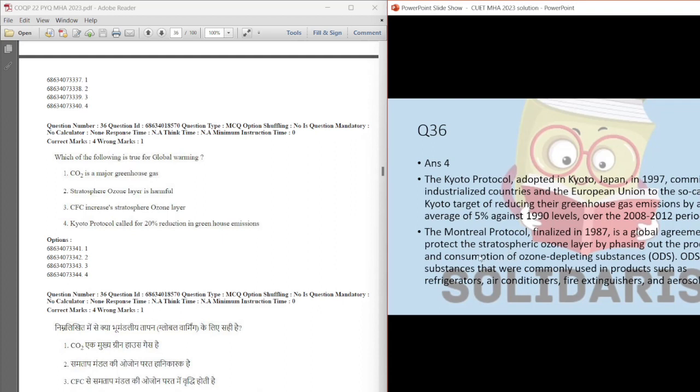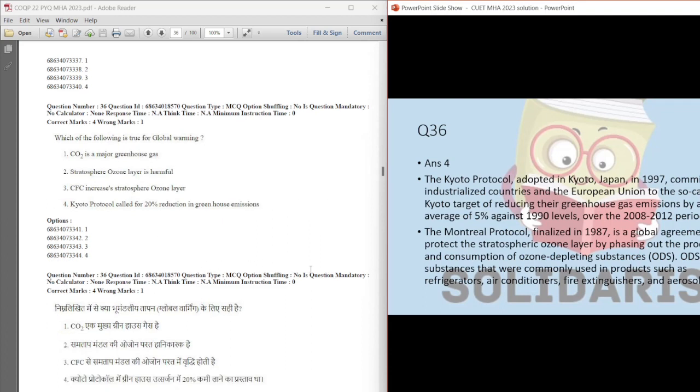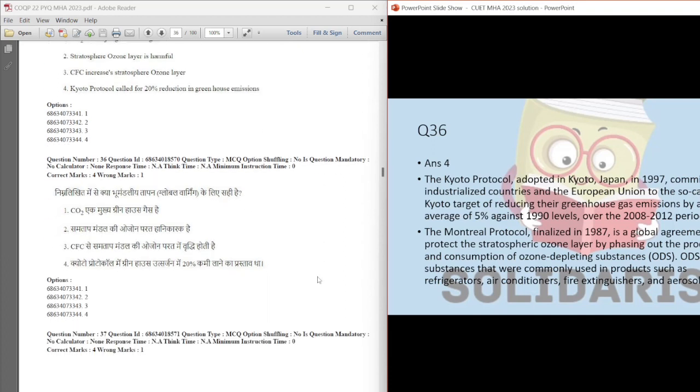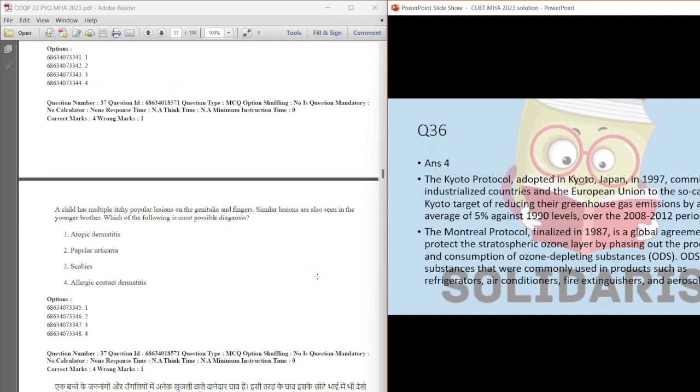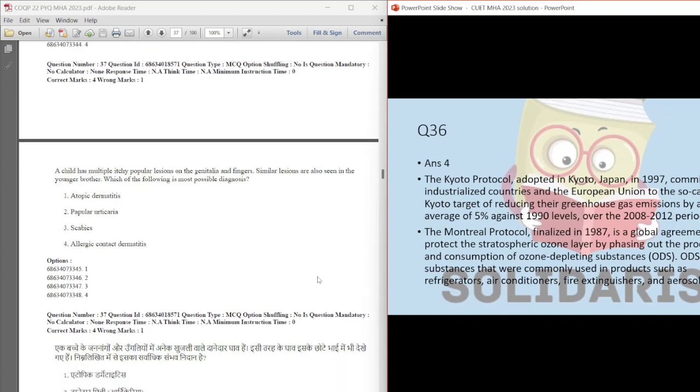and Montreal Protocol. They can give questions from Montreal Protocol also, like what the Montreal Protocol was called for, which year Montreal Protocol was called for. But normally CVT doesn't give us history questions, like what year and all. But it's better to just keep it in our mind, right? Let's go to the next question.